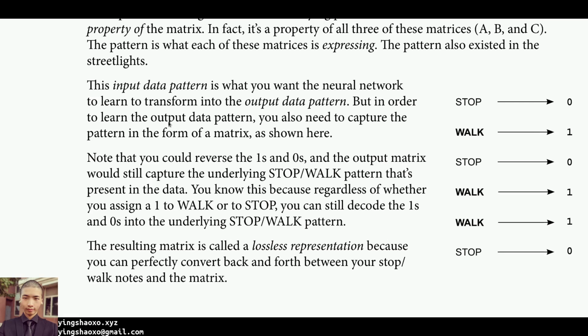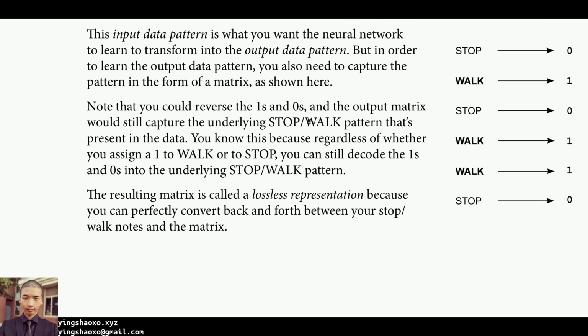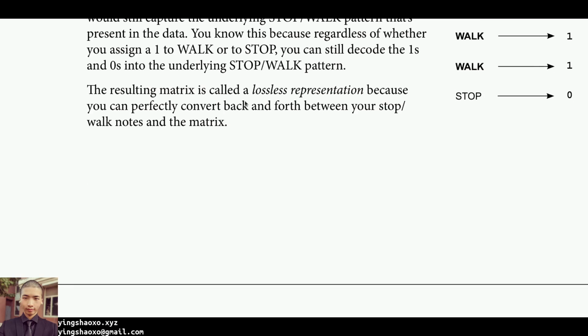But in order to know the output data pattern, you also need to capture the pattern in the form of a matrix, as shown here. The stop equal to 0, the work equal to 1. Note that you could reverse the ones and zeros, and the output matrix would still capture the underlying stop or work pattern that's present in the data. You know this because regardless of whether you send a 1 to work or to stop, you can still decode the ones and zeros into the underlying stop or work pattern. The resulting matrix is called a lossless representation because you can perfectly convert back and forth between your stop or work nodes and the matrix.